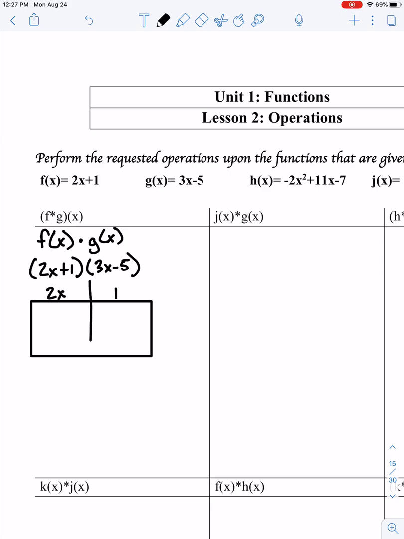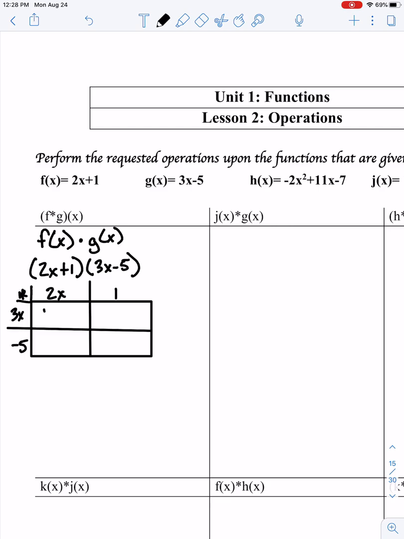And now I'm going to split my box. And for g of x, I have 3x and minus 5. The only time I put signs on these boxes is if it is a negative. If not, I just leave it positive. Then you multiply them.